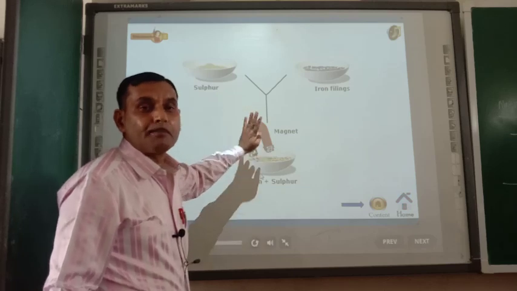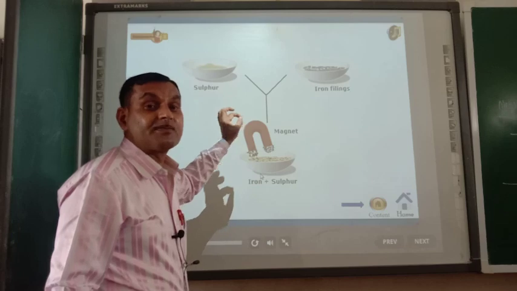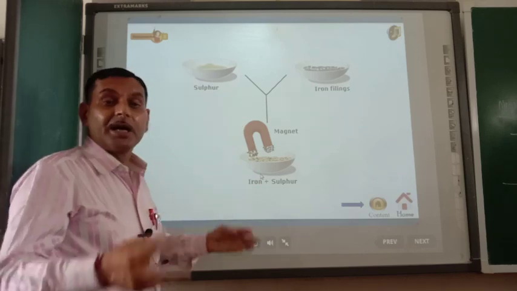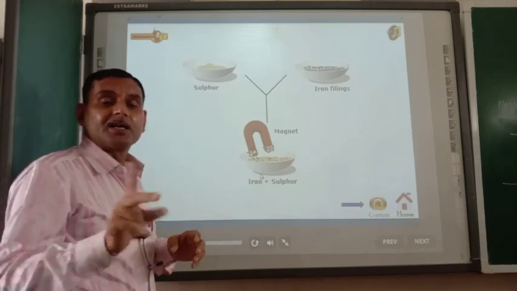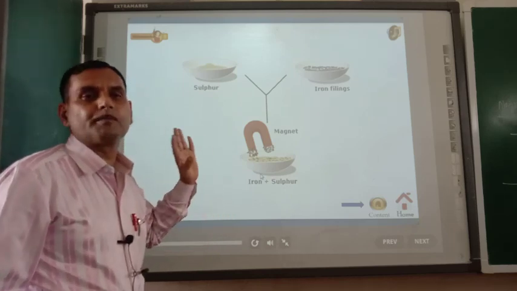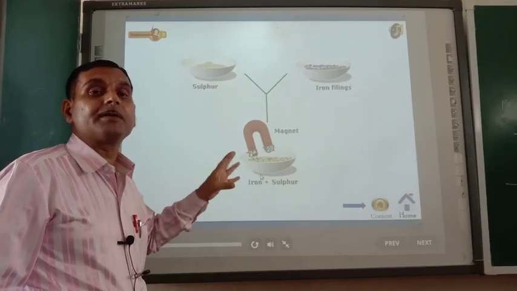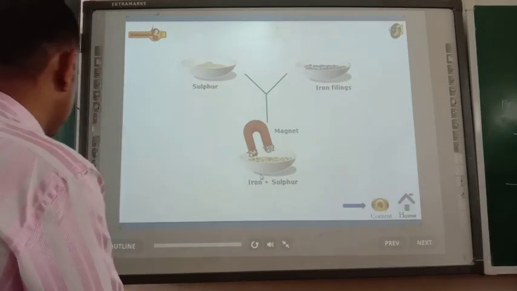Mixture means the components should not react chemically, they only mix physically. Always remember, if they react chemically, then these methods are not in a position to separate those components. Those components which are physically mixed can only be separated.